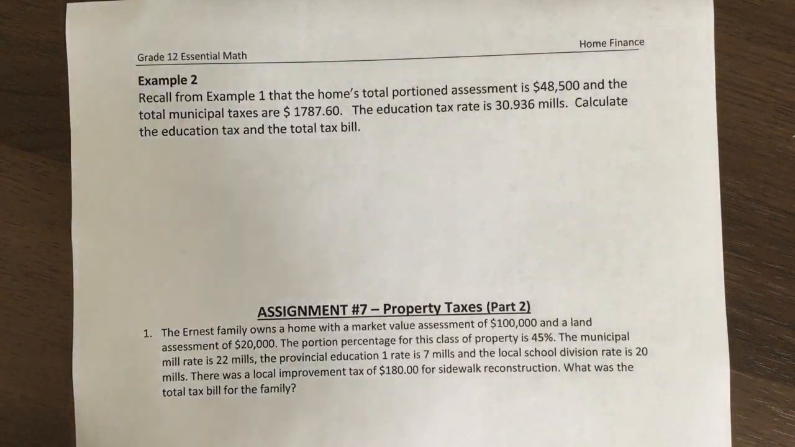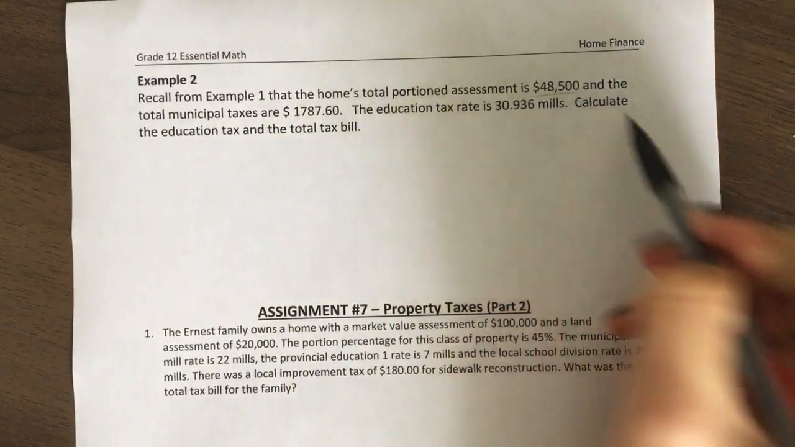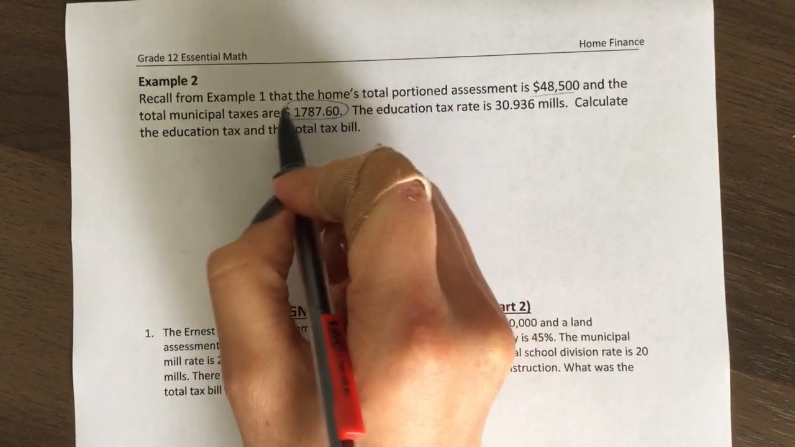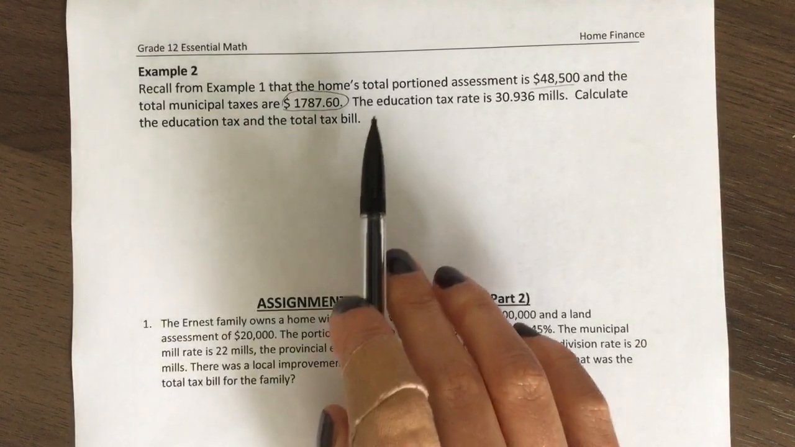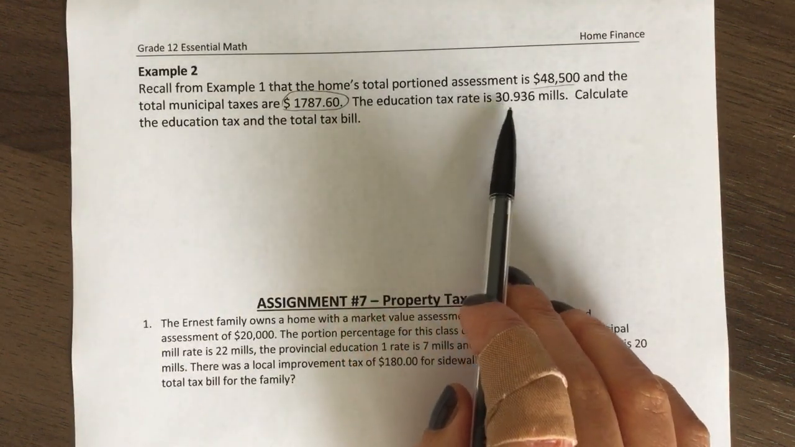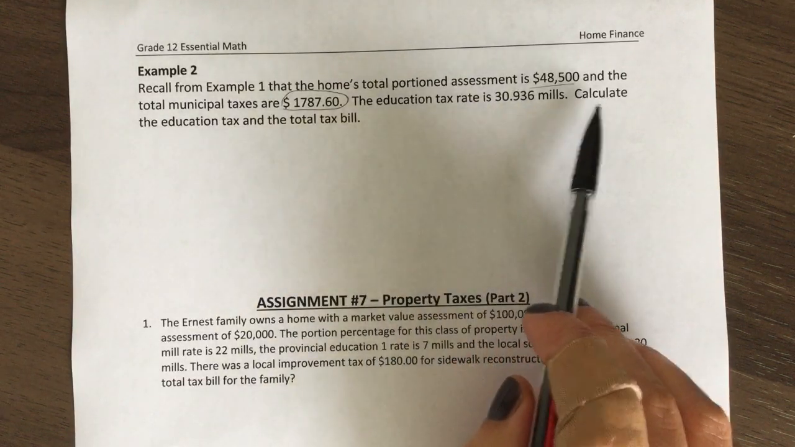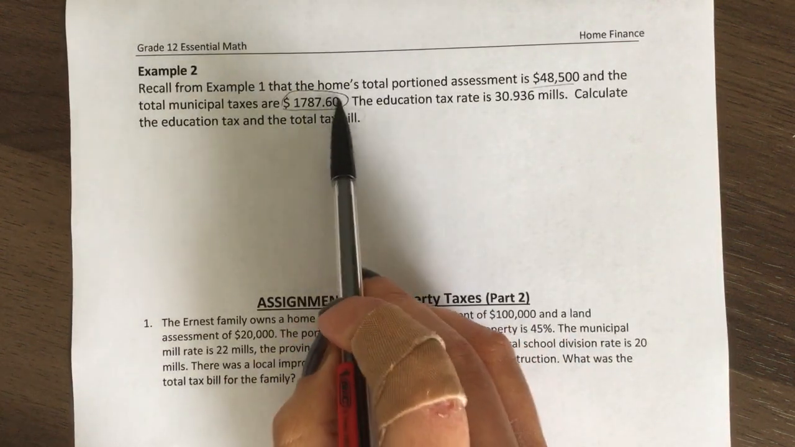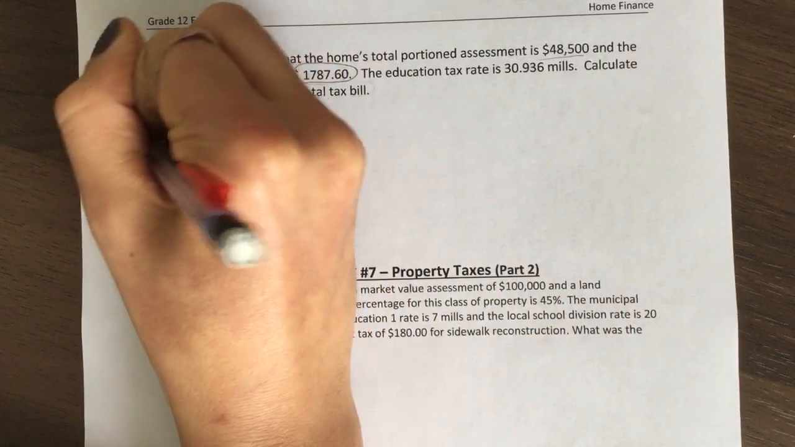It says, recall from example 1 that the home's total portioned assessment was $48,500 and the total municipal tax, we just calculated this number, was $1,787.60. So here's the education tax rate. It's 30.936 mils. It's a little bit higher than the general municipal tax rate. So calculate the education tax, and then we're going to total the tax bill. So we're going to add this to whatever education tax we calculate. So let's calculate the ed tax.